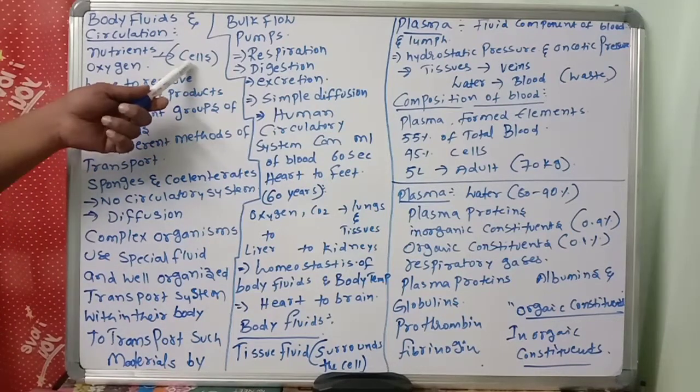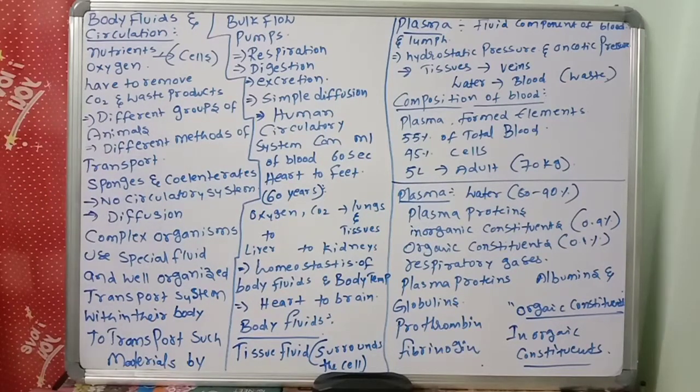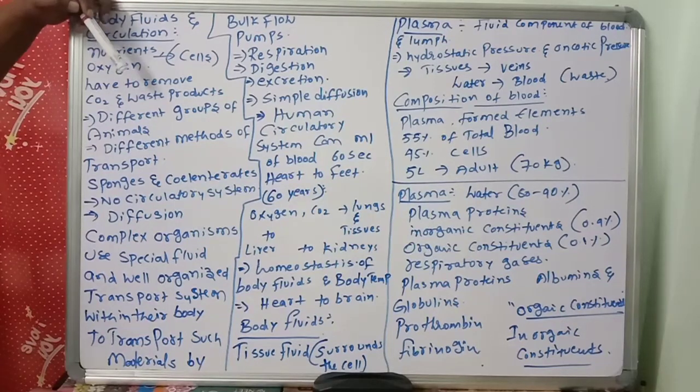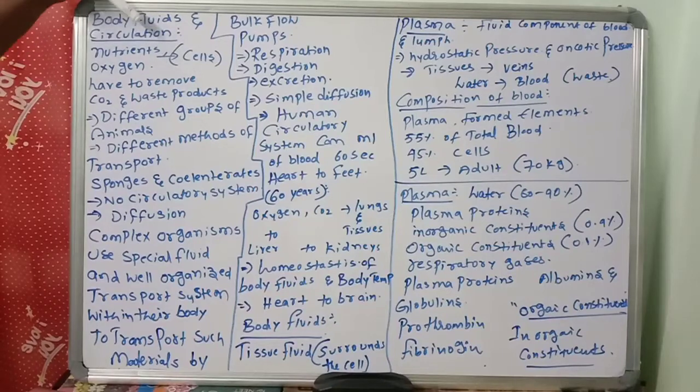And also the cells involved in metabolic reactions produce waste. That waste also has to be removed from the cells and from the body. So CO2 and waste products also, through the circulation system, will go to the excretory organs and go outside. So like that, the important materials to cells, and waste materials from cells to excretory organs, everything is transferred with the help of the circulation system, right?